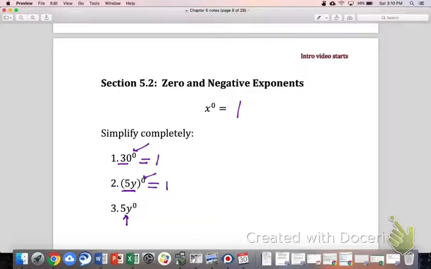So what we would do with this is we could break it apart and say it's really 5 times y to the 0. And then here, the base being y, the exponent being 0, any base to the 0 is 1. And so we end up with 5 times 1. So this one would end up equaling 5 for a final evaluation.